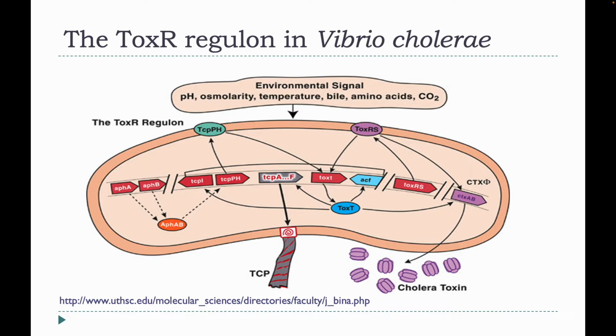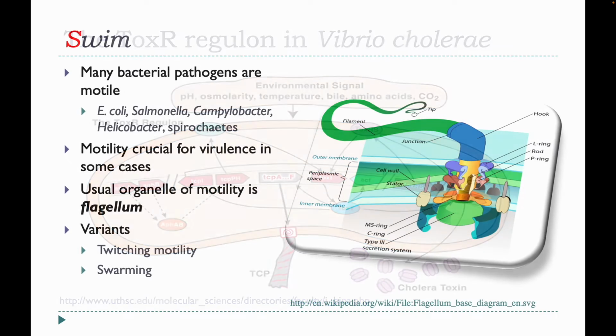Here's one example, the ToxR regulon in Vibrio cholerae, where there are various environmental signals. You've got this ToxR regulon that is regulating multiple genes and proteins and systems associated with virulence, which includes the toxin, the cholera toxin, but includes a lot of other stuff as well in terms of adhesins and such like.